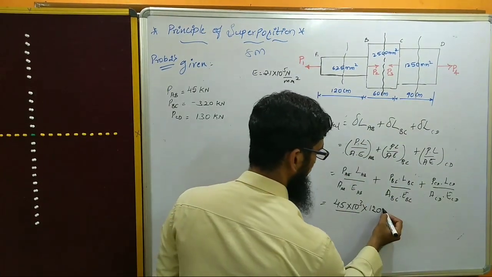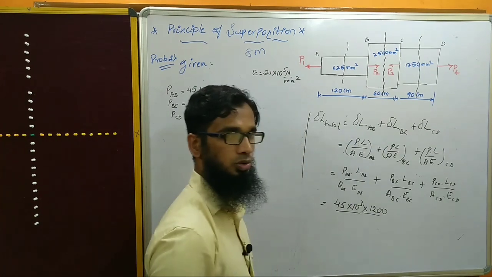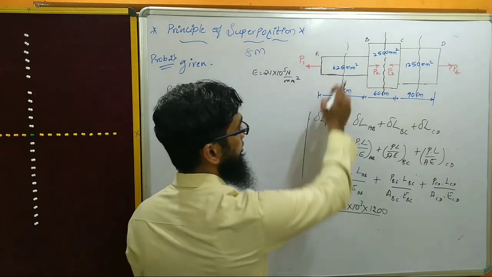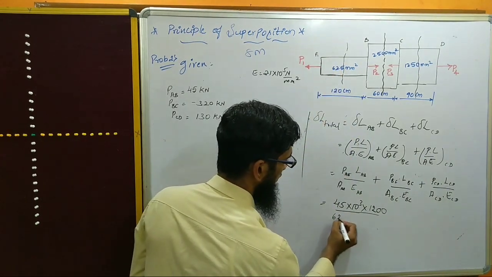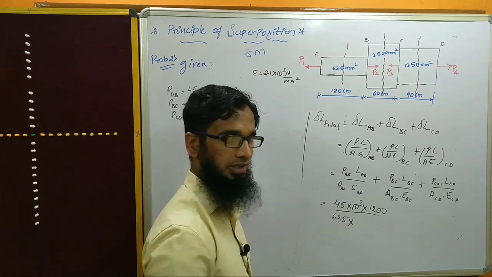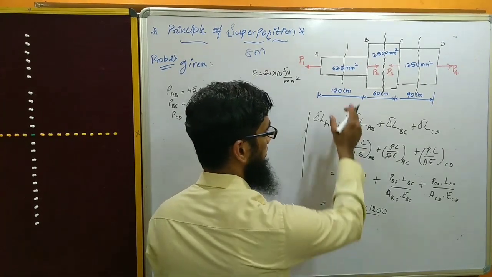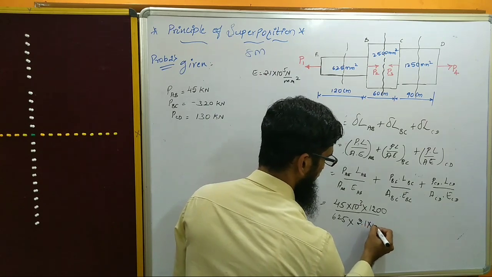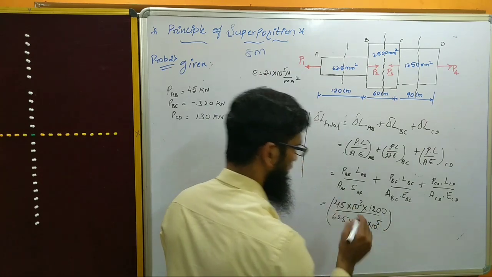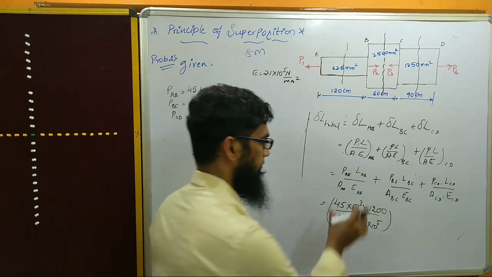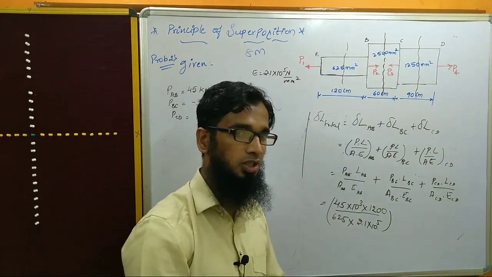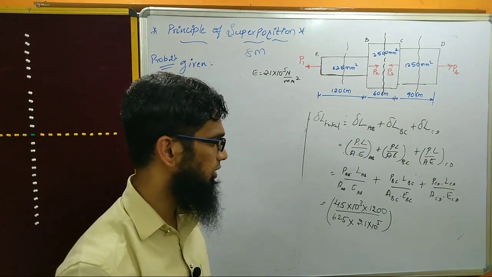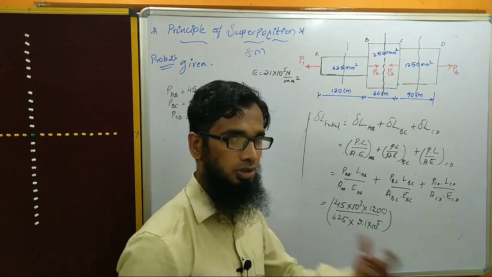So it becomes 120 into 10, which is 1200 mm. The area of AB is 625 mm square directly. The Young's modulus of AB is 2.1 into 10 power 5. So this is the change in length for element 1. You can calculate this separately; that gives a better solution here.